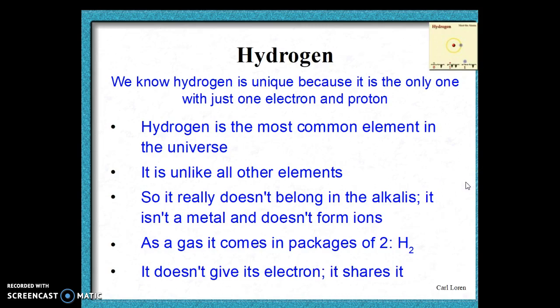Now we go to hydrogen. Hydrogen's unique. It's the only one with just one electron and proton. It is the most common element in the universe. It's unlike all the elements, so it really doesn't belong with the alkalis, even though you often see it put right on top of that group 1. It isn't a metal. It doesn't form ions like lithium and sodium. And as a gas, it comes in packages of 2. Hydrogen is H2. Moreover, hydrogen almost never gives away an electron. It shares its electron. And therefore it really is unique and belongs in a class by itself.